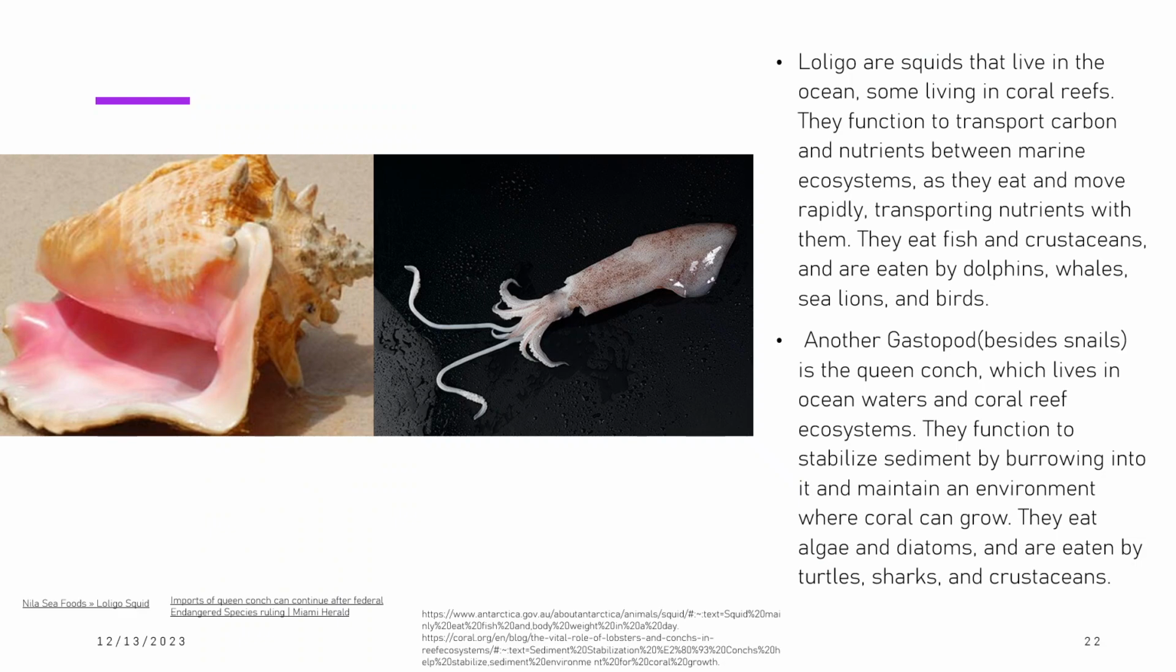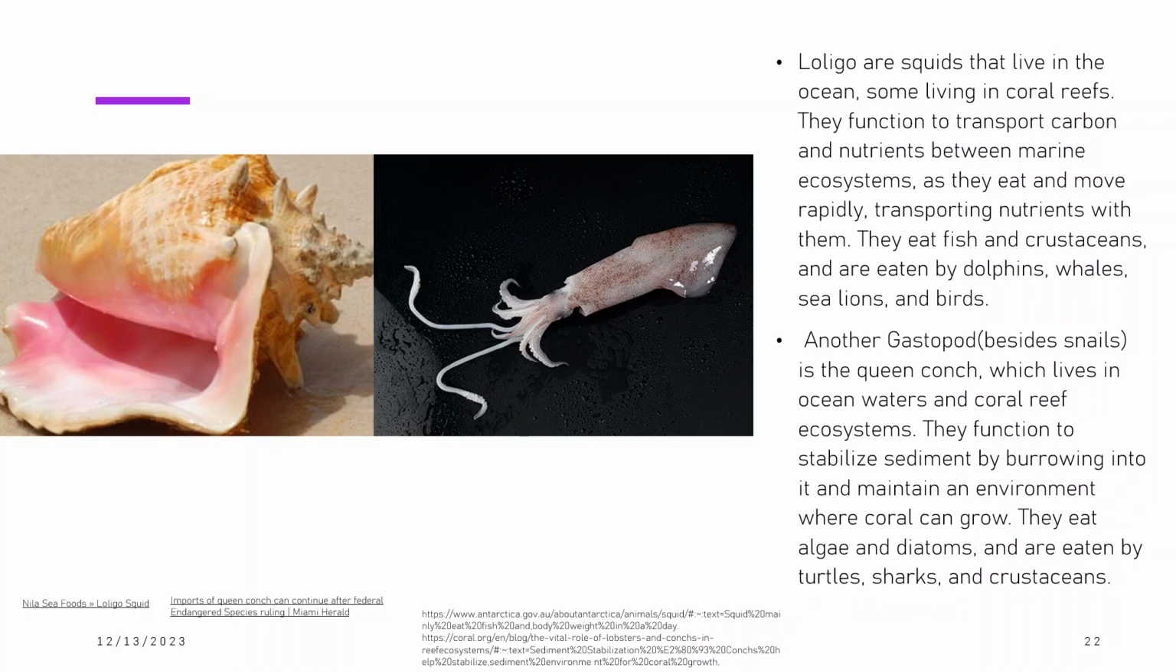Loligo are squids that live in the ocean, some living in coral reefs. They function to transport carbon and nutrients between marine ecosystems as they eat and move rapidly, transporting nutrients with them. They eat fish and crustaceans and are eaten by dolphins, whales, sea lions, and birds.